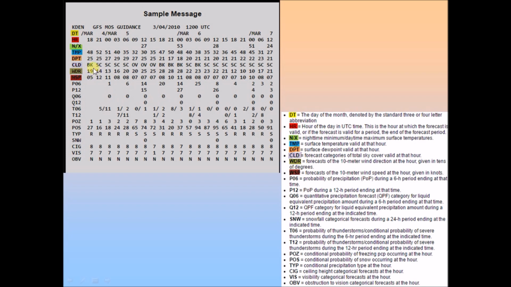So 190 degrees, that's very, very close to 180 degrees. So we say that the wind is basically coming from the south. Now here you see 14 and then 13 and then 16. This basically means that the wind is coming from 140, just pretend that there's a zero after all these numbers. 140 degrees, 130 degrees, 160 degrees.